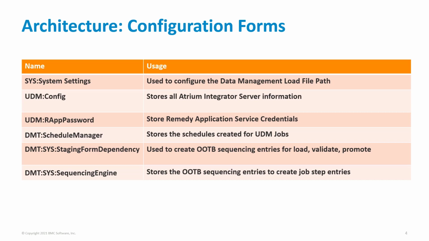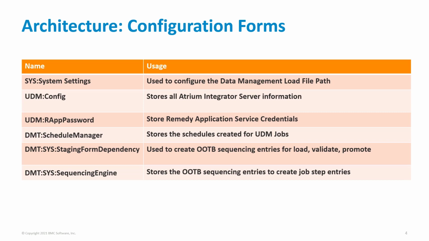Next form is UDM:config. This form stores the Atrium integrator server information. The entry with the default checkbox checked is the server which UDM would be using to create the jobs for loading the data by default. UDM:rf password. This form stores the credential of Remedy application service to communicate with the Carte server present in each server. In both of UDM:config and UDM:rf password form, there should be an entry for each AR server in the server group environment, including the load balancer entry.